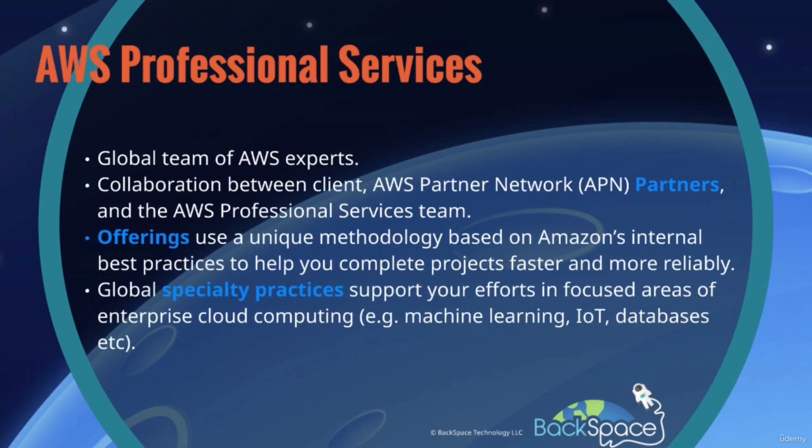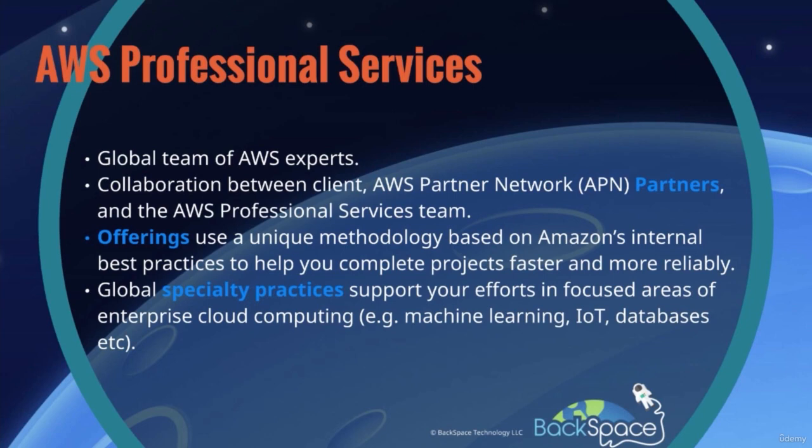If you have a difficult application that you're trying to deploy on AWS, you may want to consider using the AWS Professional Services, and they are a global team of AWS experts. They work as a collaboration between the client and an AWS Partner Network, or APN, partner and the AWS Professional Services team. So if you've got this large application that you want to deploy, then you would engage an APN partner, and then the APN partner would work with the AWS Professional Services team to sort out all of those issues for you.